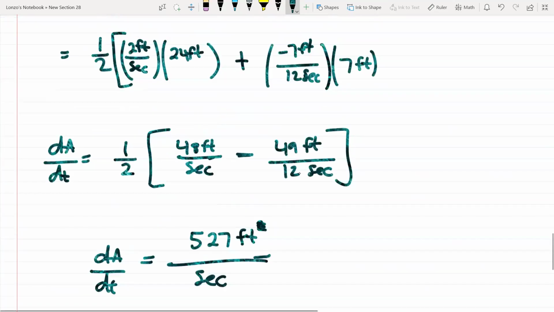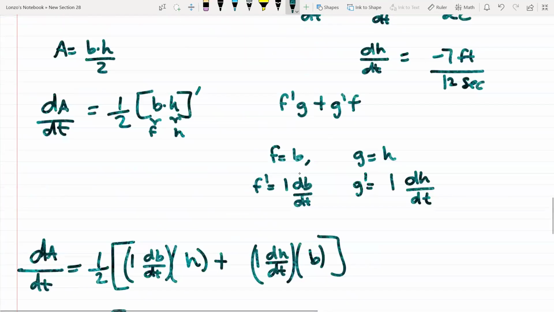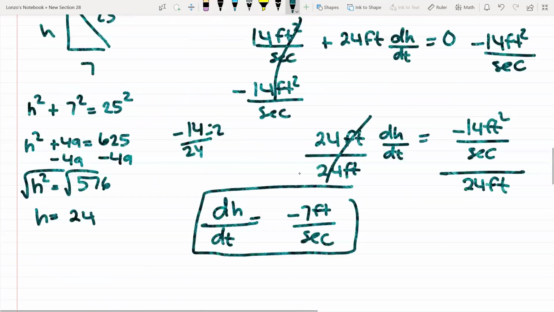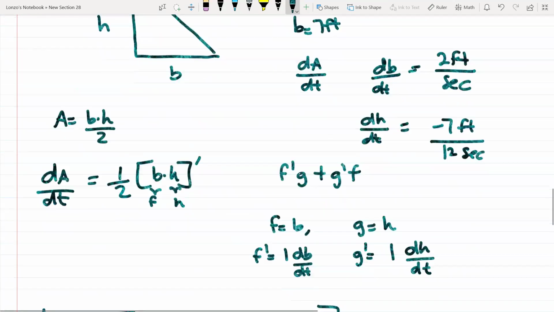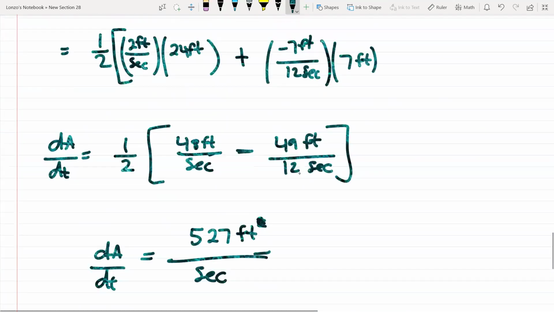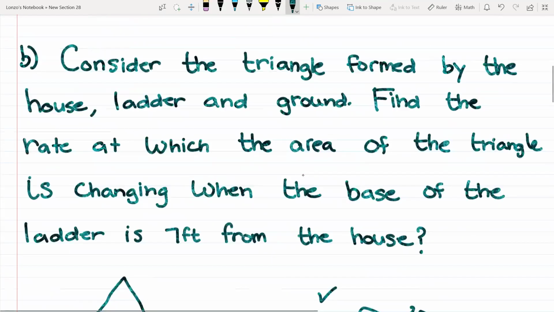Okay, so on part B, we had an advantage because we could have used the answer from part A to help us, right? Okay, that wraps up this quiz on related rates.